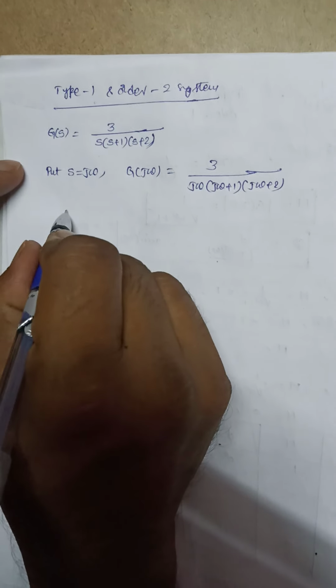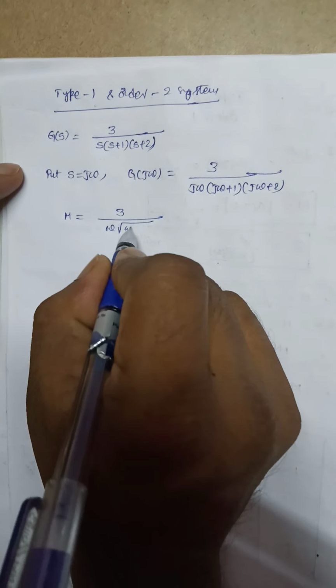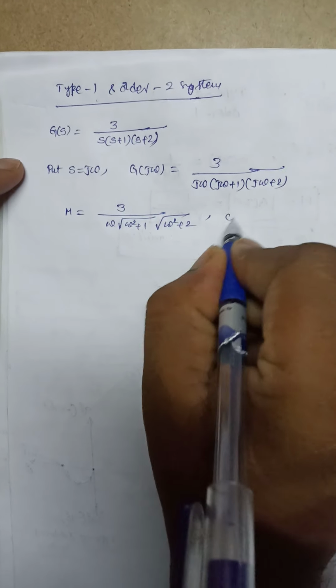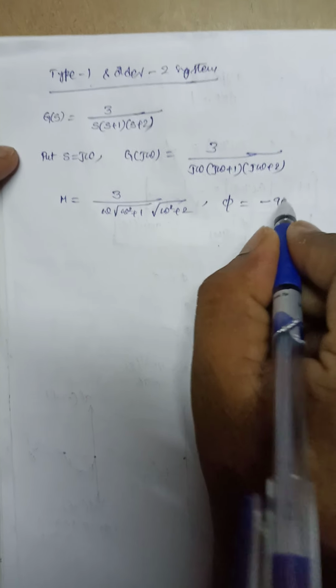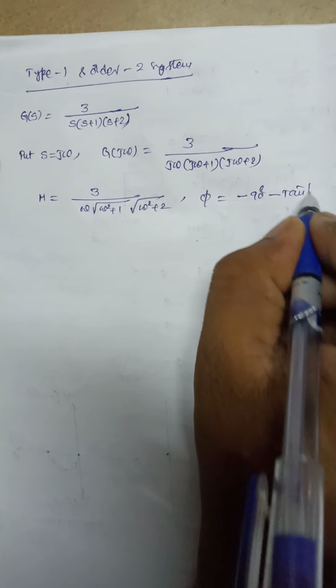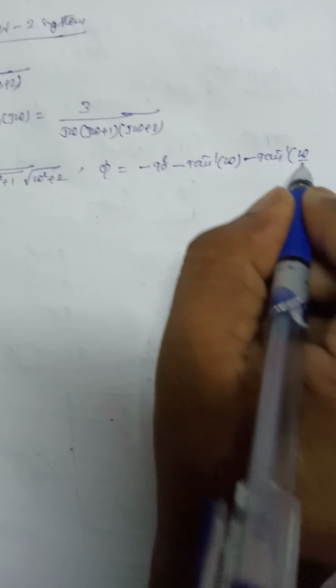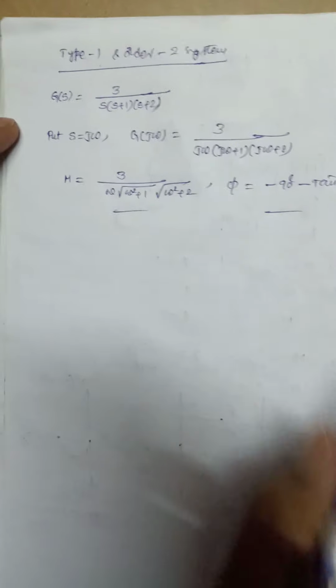Same thing, the magnitude is equal to 3 divided by omega into square root of omega square plus 1 into square root of omega square plus 2. And phase angle phi is equal to minus 90 degrees minus tan inverse of omega minus tan inverse of omega by 2. This is a magnitude and this is a phase angle.